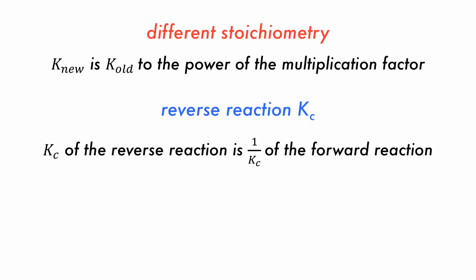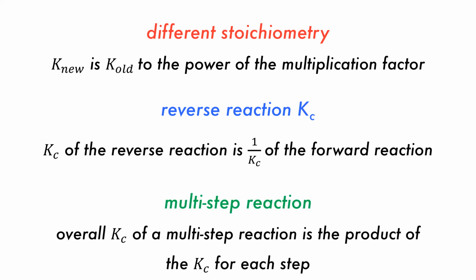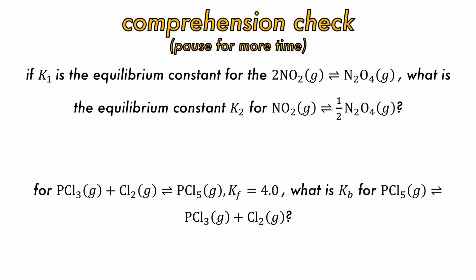If the Kc of one direction in the equilibrium is known, the Kc of the opposite direction is equal to 1 over Kc of the direction known. For a multi-step reaction, the overall Kc is the product of the equilibrium constants for each step. Let's check comprehension.